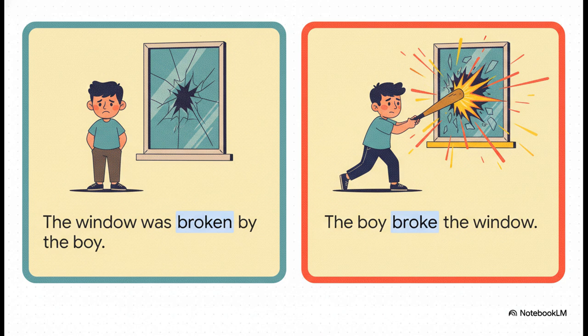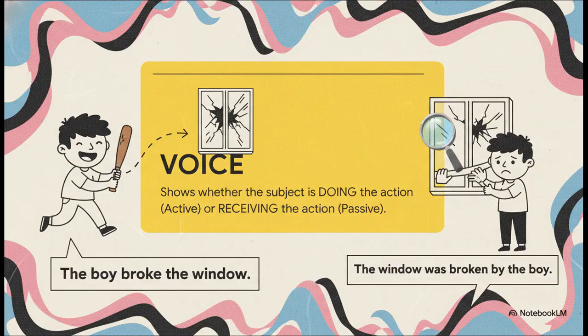Yeah, it's the second one, for sure. And the reason why is the whole point of what we're talking about today. And that big idea is called voice. You see, voice tells us who's in the driver's seat of the sentence. Is the subject actually doing the action? Well, that's what we call active voice. Or is the subject just kind of sitting there, having the action done to it? That's passive voice. So, the boy broke the window is active. The boy is doing something. It's punchy, it's clear, it gets right to the point.